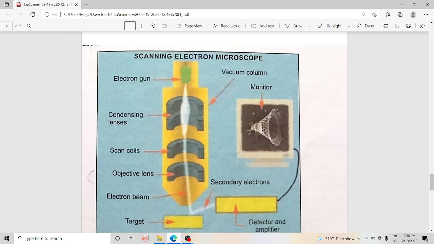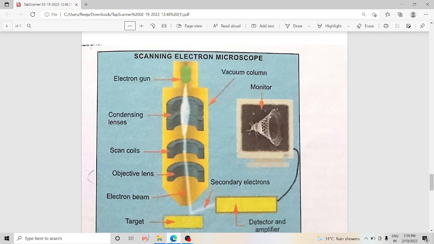As you all know, in an optical microscope, a light beam is used to create the image and gain information about the sample. First, let us differentiate between an optical microscope and an electron microscope. First point, in an optical microscope, we use a light beam to create the image, whereas in an electron microscope, we use an electron beam.